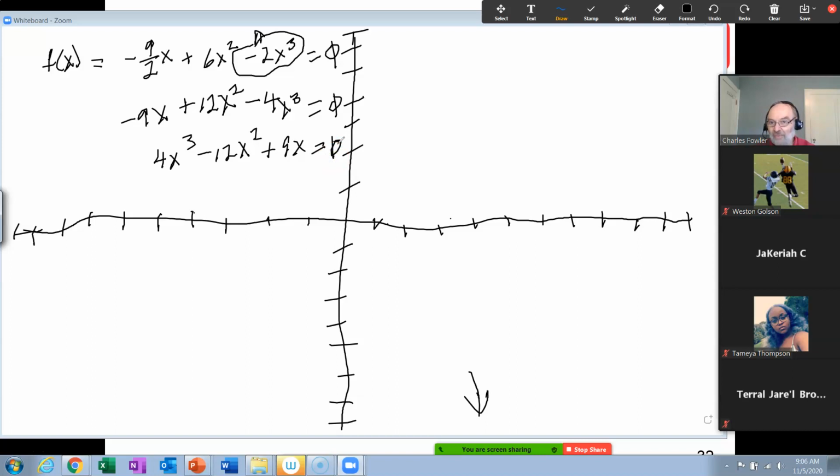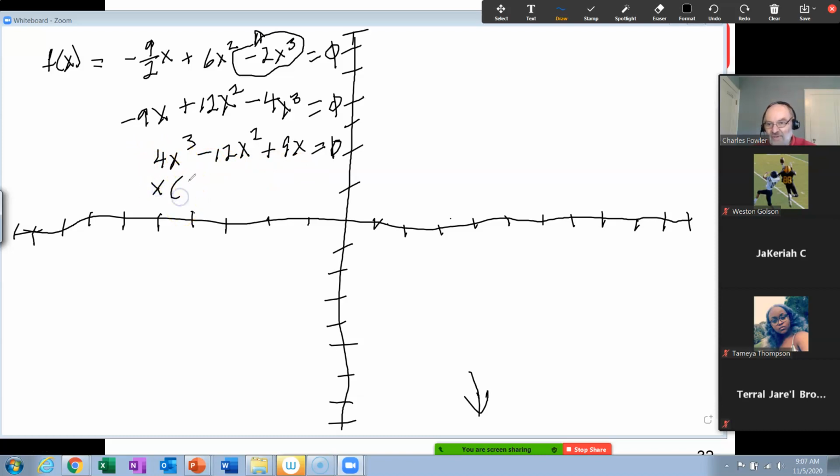Now that's legal because it's an equation now. It's no longer just a function, it's an equation. You can multiply and divide by anything you want to, except don't multiply or divide by 0. That wipes out all meaning. Now, looking at that one, the easiest thing to do is factor out an x. There aren't any other common factors except the x. So let's factor out the x.